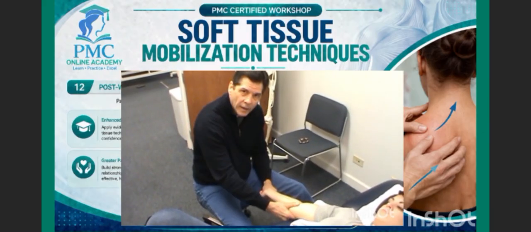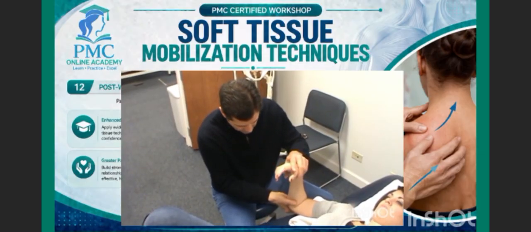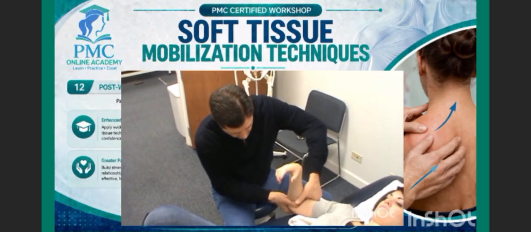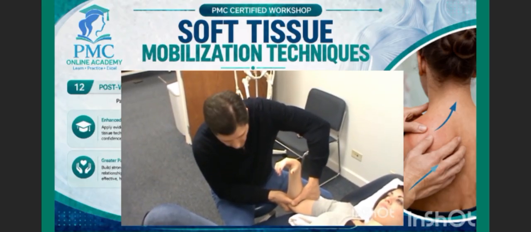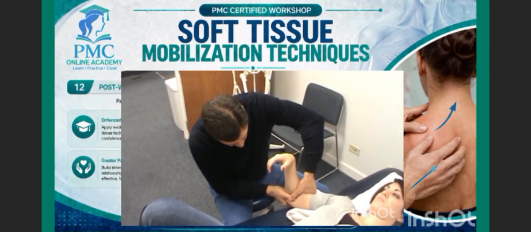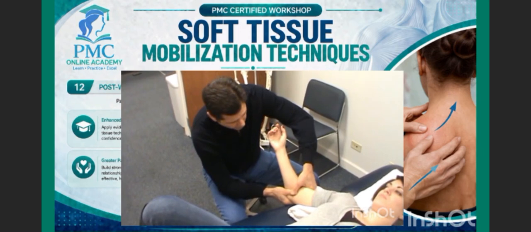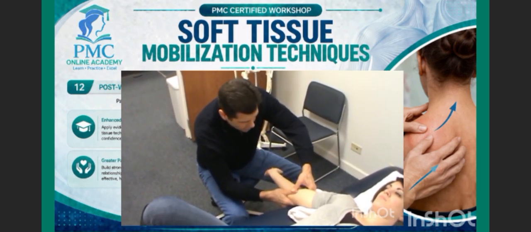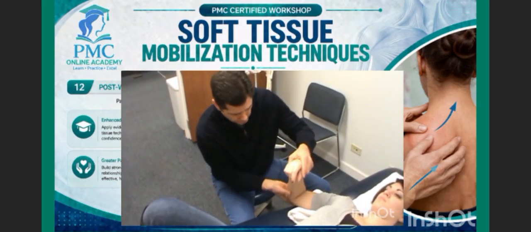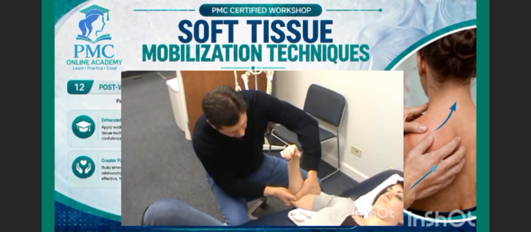Now let's move to the clinical applications of soft tissue mobilization. So far we have learned what STM is, when to use it, when to avoid it, and the different techniques. Now the important question is, where can we apply these techniques in clinical practice? As physiotherapists, you should know that soft tissue mobilization is one of the most versatile manual therapy techniques. It can be used in a wide range of musculoskeletal conditions, but only after a proper assessment and clinical reasoning. Let's discuss some common clinical applications.